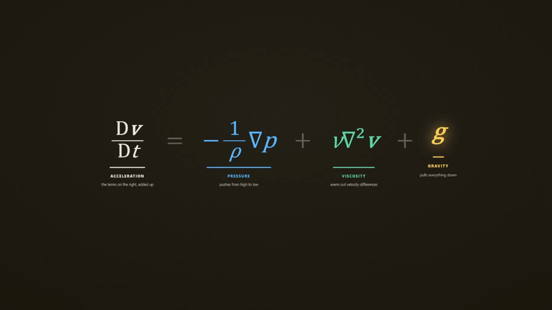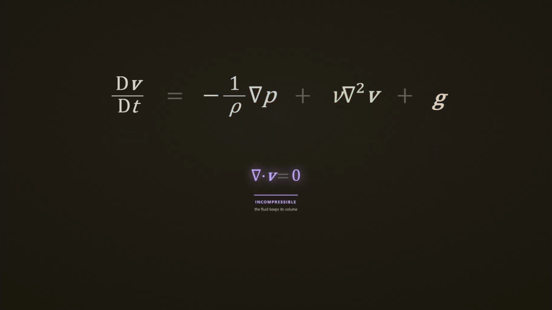But this is not all, because there is one more equation. This little one says the fluid can't be squished. So whatever flows into a region has to flow back out, so it keeps its volume. That's what incompressible means, and it is what makes water, for example, act like water instead of like a gas.